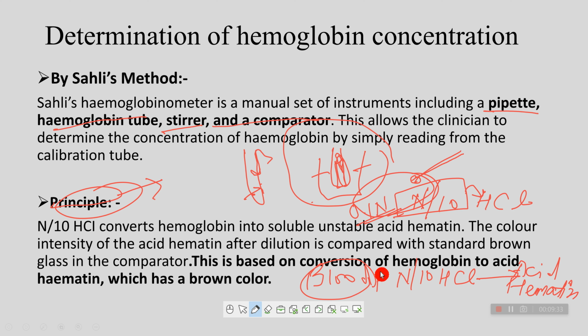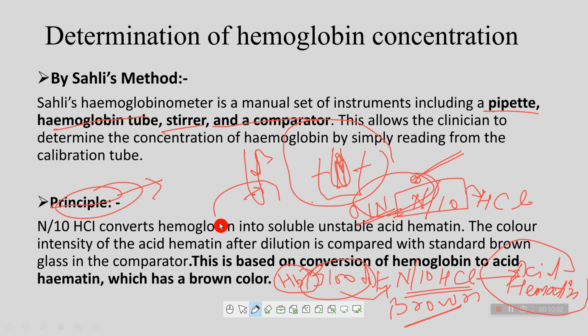This is the principle. What does N by 10 HCl do? When we mix the blood with N by 10 HCl, the hemoglobin present in the blood gets converted into acid hematin by the action of N by 10 HCl. This acid hematin is a brown colored compound.